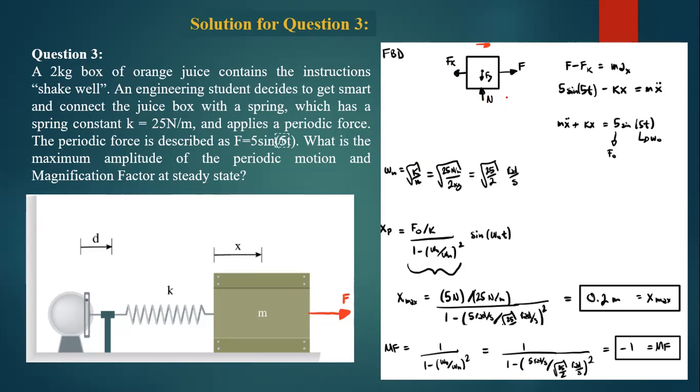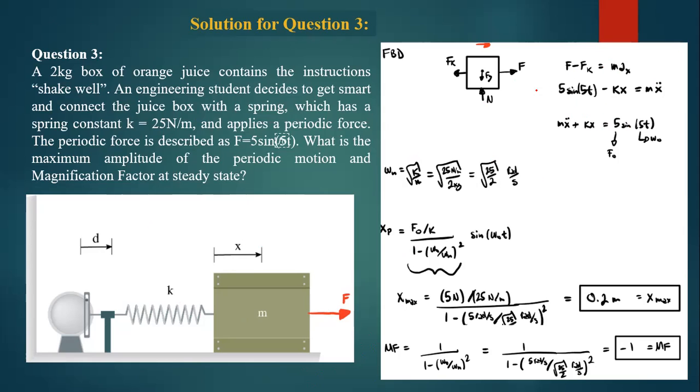So we consider a frictionless surface, so the normal component is not under consideration. Here it is assumed to be a frictionless surface. So F minus Fk is equal to mass times acceleration in the x direction, because it is accelerating in this direction.